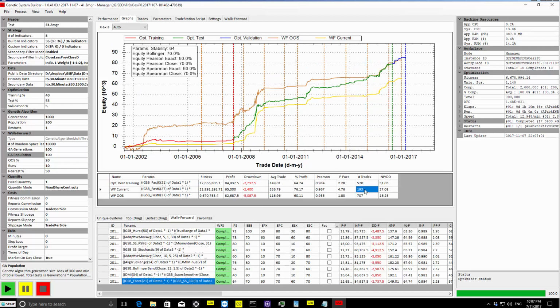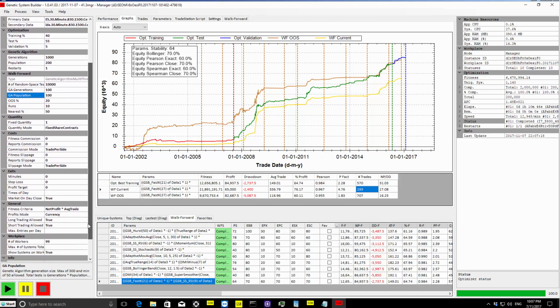Well, we're seeing again the amount of trades is very low in the last walk forward run. Things like this can change enormously when you alter the fitness, which we happen to be using net profit times average trade. You can also skew a lot of these things by adding a fitness commission, and that can tend to make more trades or less trades depending on the fitness and the commission that you put in there. But we will stick with the default fitness, which is net profit and average trade.